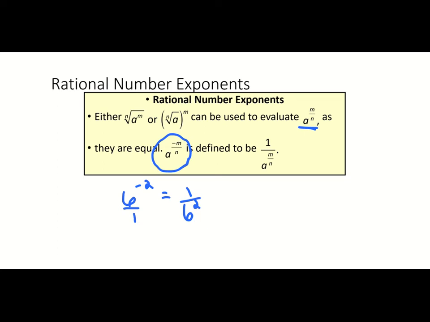If you have something like, if I had 5 to the negative 3/2 power, again, to make that positive, turn it into a fraction, and then flip it. So it will be 1 over 5 to the 3/2 power. And once you flip it, that negative sign on the exponent goes away. It makes it positive.